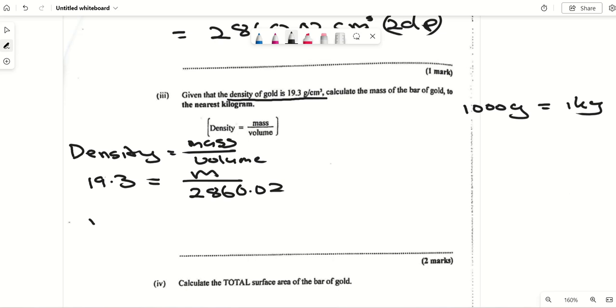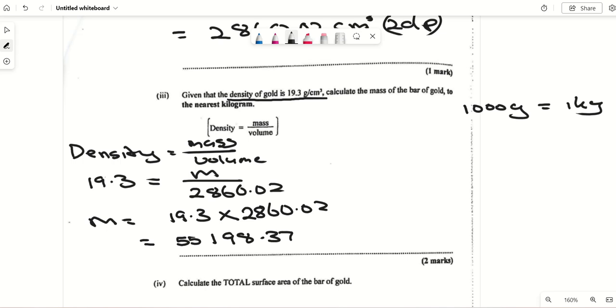So M is equal to 19.3. If we carry across, divide by it, it's going to turn to multiply. 19.3 multiplied by 2860.02 is equal to 55198.37 grams to 2 decimal places, right? Then this is in grams, because this was grams per cm cubed. However, they want it in kilograms.